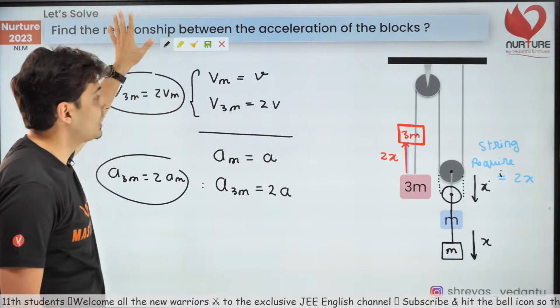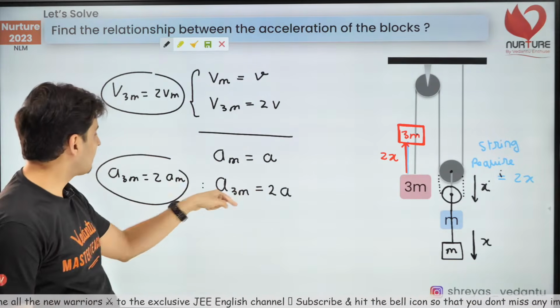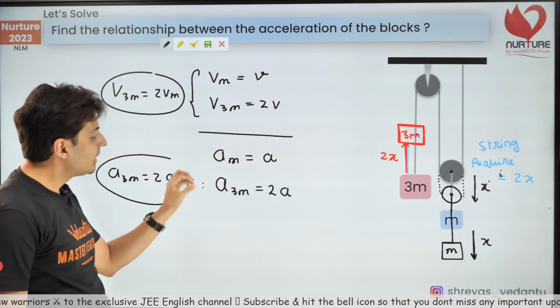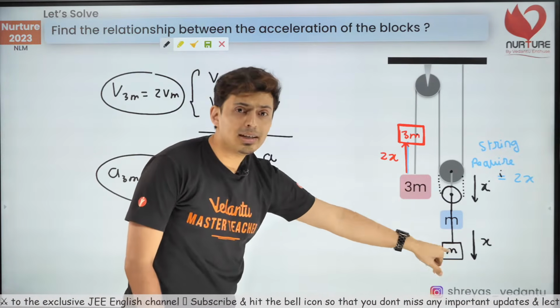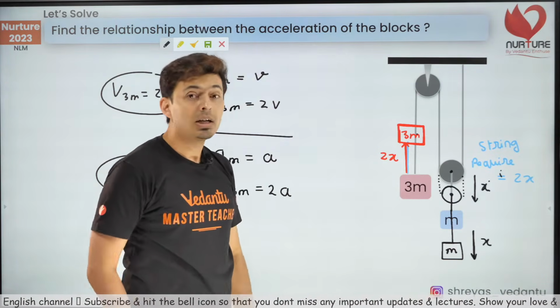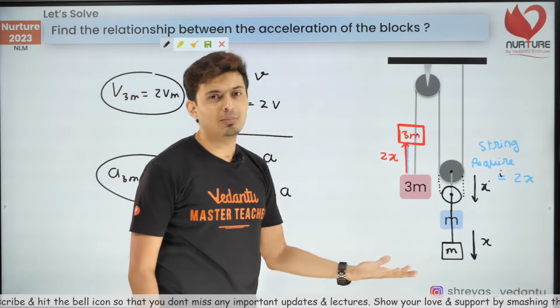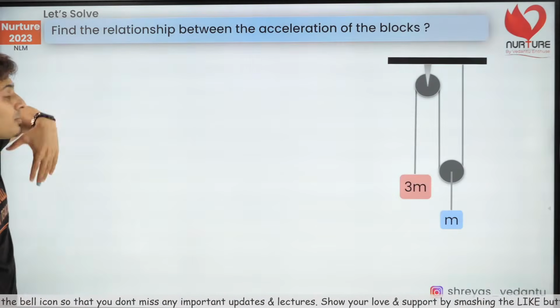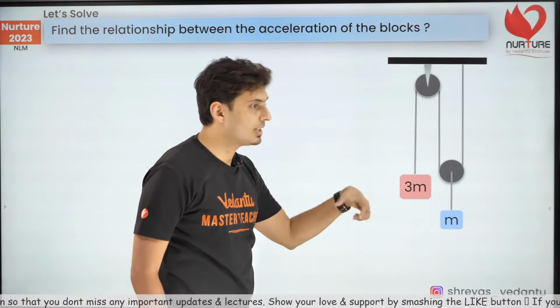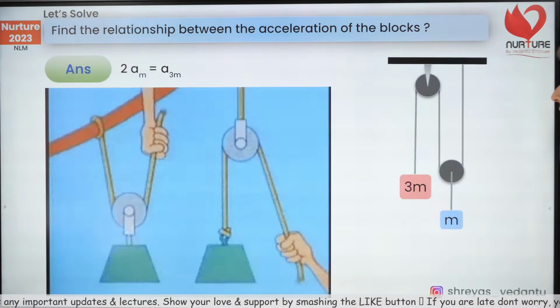Remember, constraint motion has got nothing to do with these masses. If this is twice of that, the relationship is not dependent on the mass. When did we even consider this is 3m and this is m? Never. So it's not even dependent on the mass. Constraint motion is based on the geometry, the arrangement, the pulleys, which one moves, which one doesn't move. That's what decides their relationship.